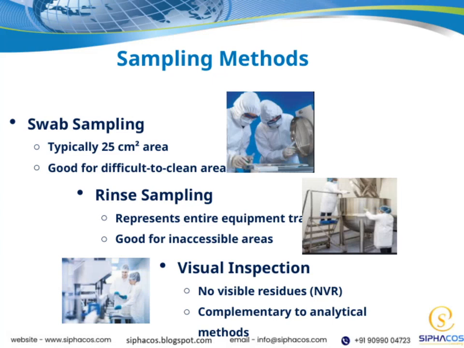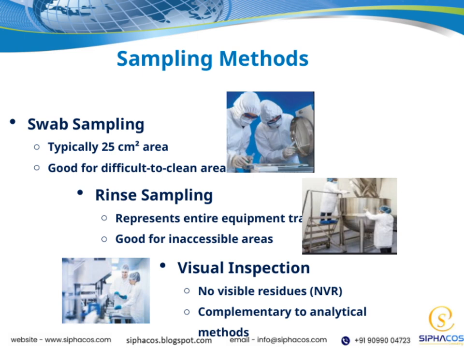Let's talk about visual inspection. This method involves checking the equipment visually for any residues, and when we see no visible residues, we refer to that as NVR, or no visible residues. It's a simple yet effective way to quickly assess cleanliness. Keep in mind, visual inspection is complementary to analytical methods, meaning it works alongside more detailed tests to give a complete picture of cleanliness.